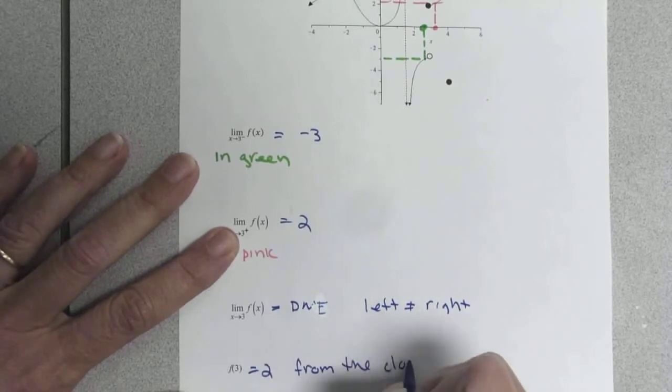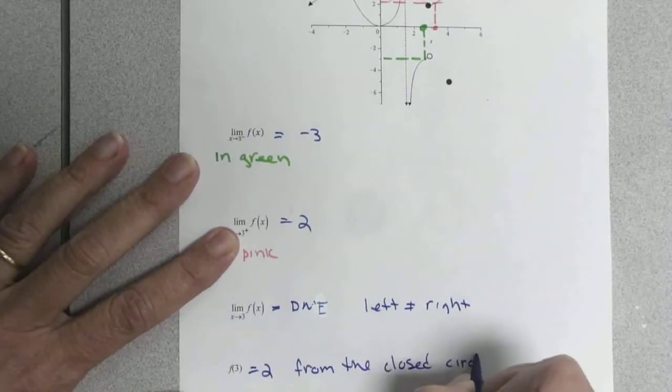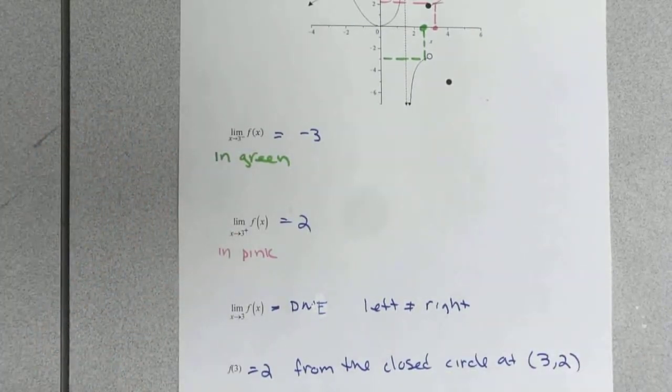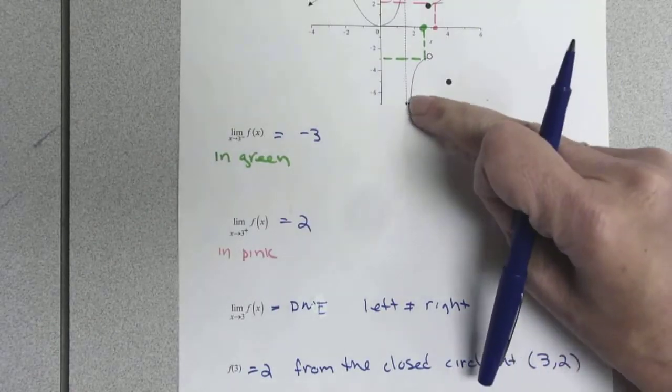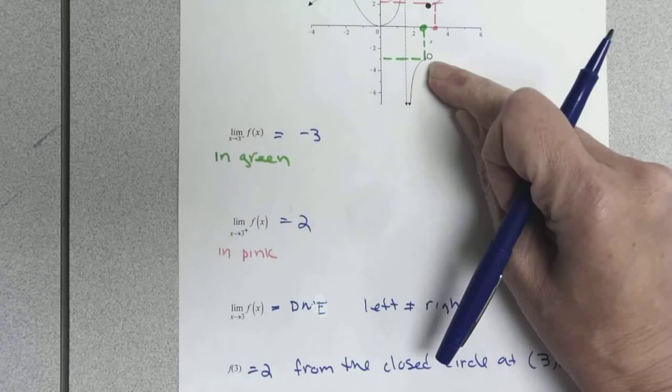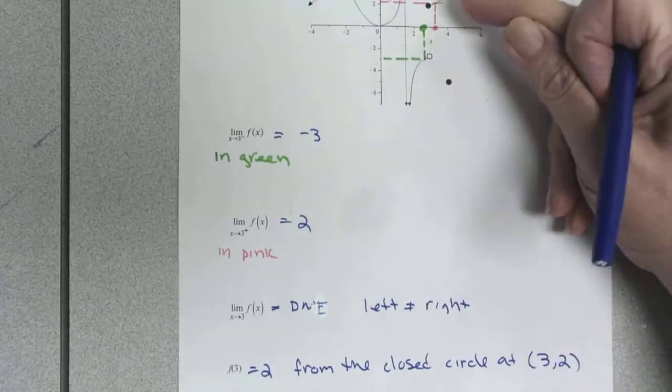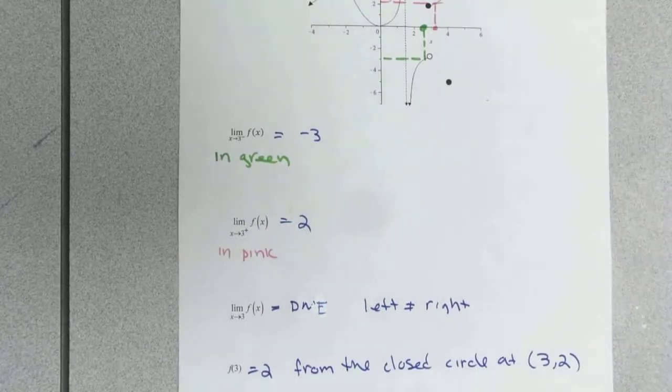from the closed circle at (3, 2). Open circles represent a missing point, or in this case, that the graph's coming right up to there but not including that point. Then it jumps up here, actually includes the point (3, 2), and goes on. So my functional value here is 2, from the closed circle.